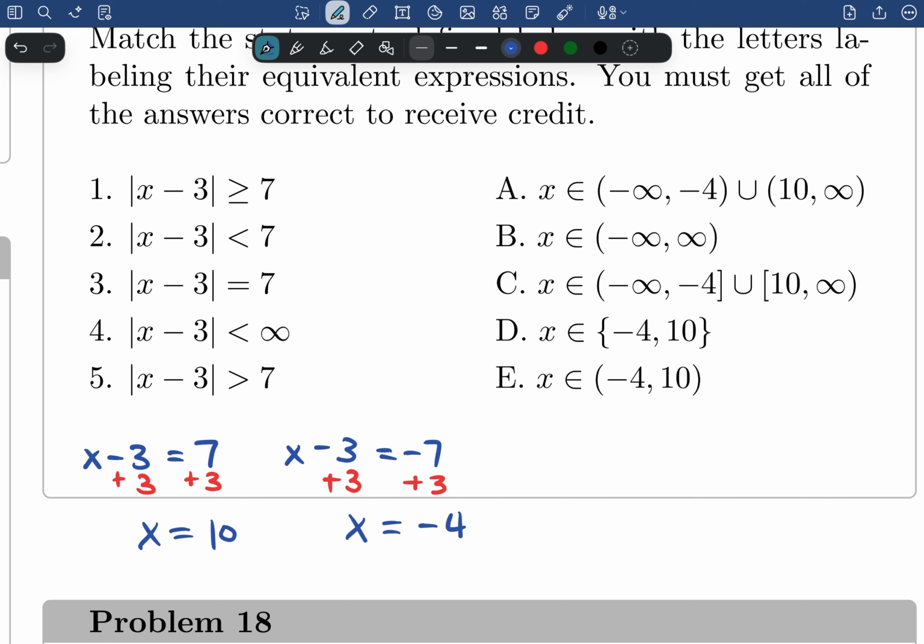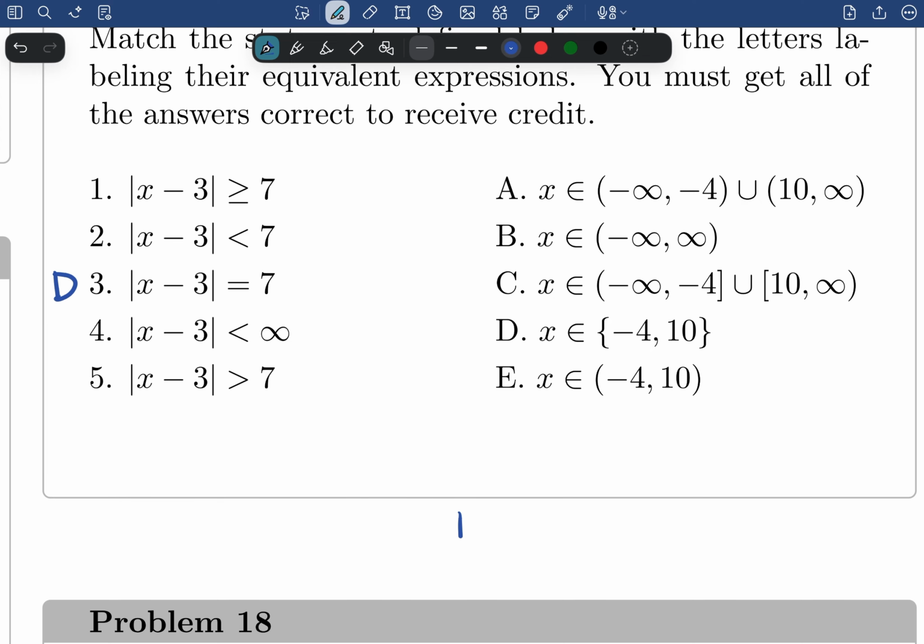Which of these solutions had only two solutions of 10 and negative 4? I look through here and I'm like, wait, this one had only the solutions of negative 4 and 10. They're in curly brackets. When you have a set of solutions, they go in curly brackets. So the answer for number 3 is D. Those go together. So I'll write D right there with 3. Okay, so that's how I found out that number 3 is matched with D.